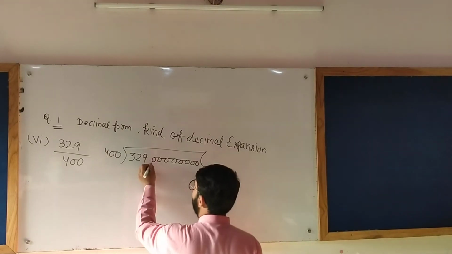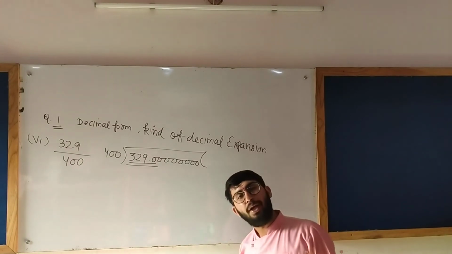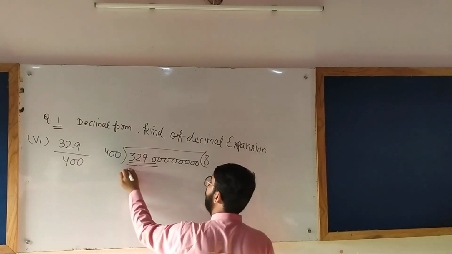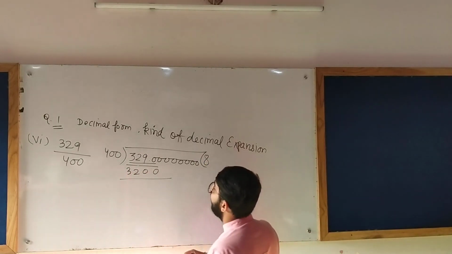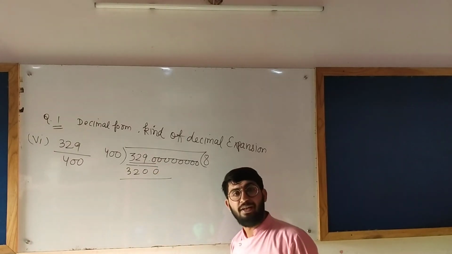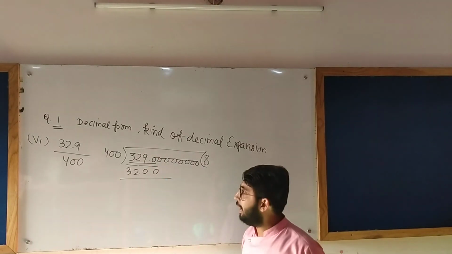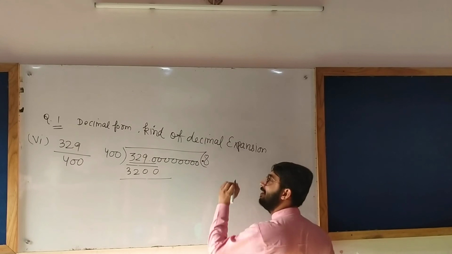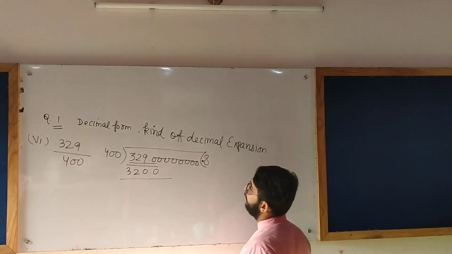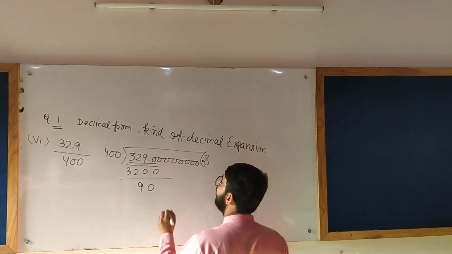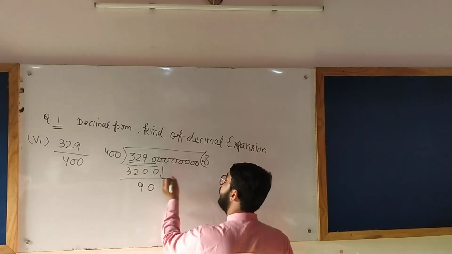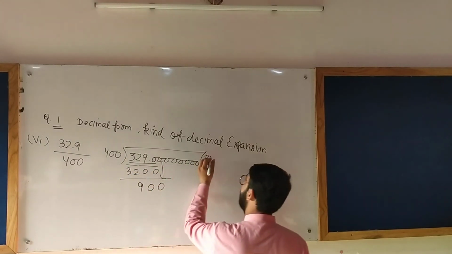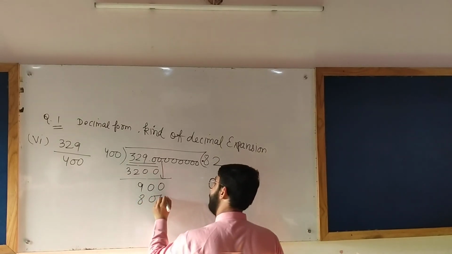329.00000000000. If I take a 0 after the point, it will be 3290. And in the table of 400, 8 times is 3200. But oh my God, what have I done? I have taken a 0 after the decimal. For 8 times 3200, then I'll have to introduce the point here. What will be the remainder? Remainder will be 90. Take a 0. It will be what? 900. 400 twos are 800.